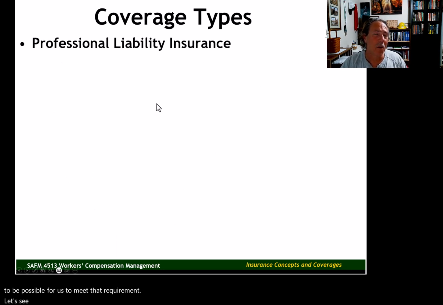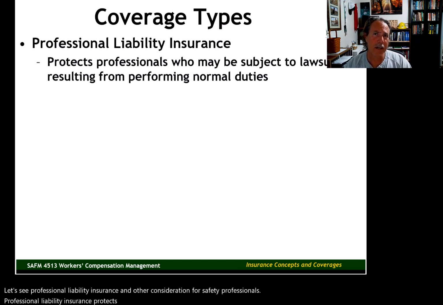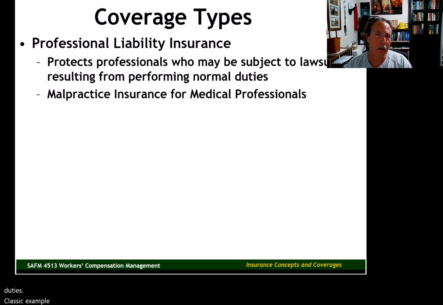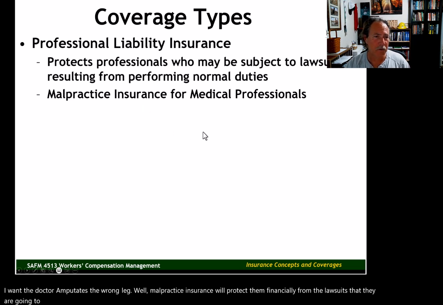Let's see. Professional liability insurance, another consideration for safety professionals. Professional liability insurance protects professionals who may be subject to lawsuits resulting from performing their normal duties. A classic example of professional liability insurance is malpractice insurance for medical professionals. When the doctor amputates the wrong leg, well, malpractice insurance will protect them financially from the lawsuits that they are going to be subjected to.